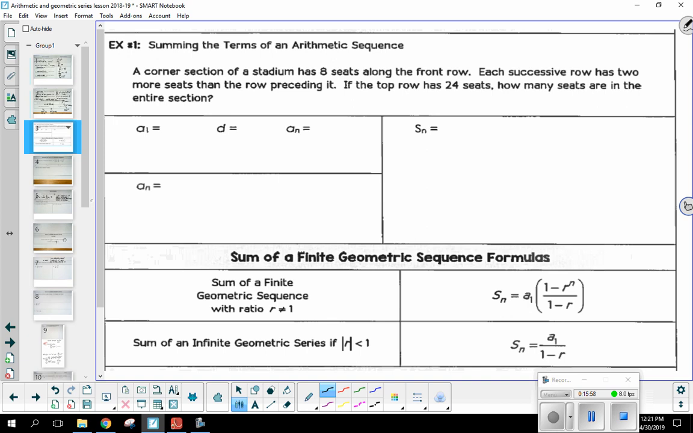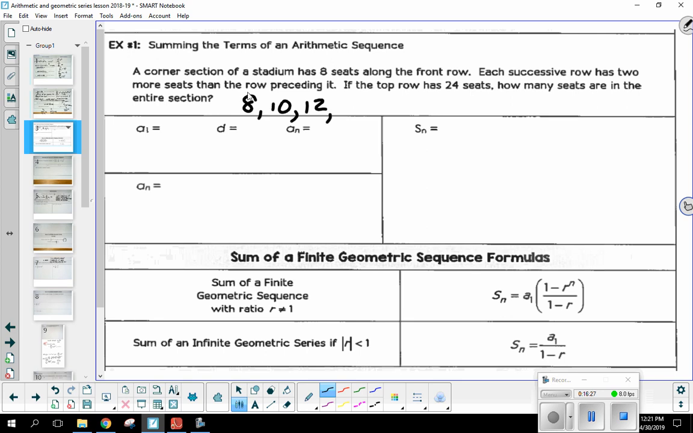Okay, so let's think about what this sequence would look like. Okay, each row is a term in the sequence. Okay, so for example, the first row has how many seats? So it has 8, comma. Now, how do we generate the sequence? What's it telling me? Each successive row has 2 more seats. So if the first row had 8, the second row would have 10. Then the third would be 12.